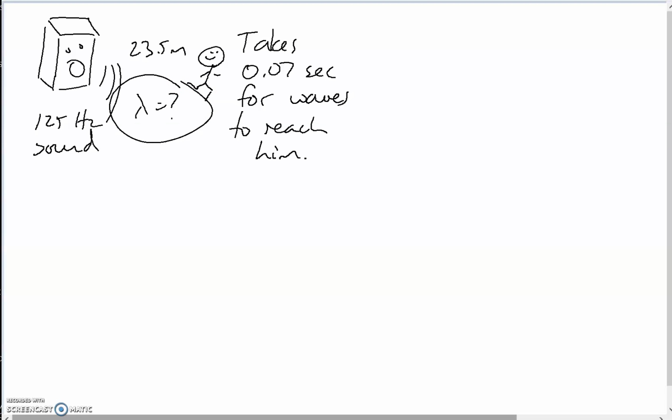Okay, well, a couple things we can do here. First of all, one of the things that pops out to me is I've got distance and I've got time. And with distance and time, I can find speed. So speed would be distance divided by time. I've got the 23.5, I've got the 0.07, and that means I get about 336 meters per second. And sound travels around 340, so that's about right. So that's all taken care of.